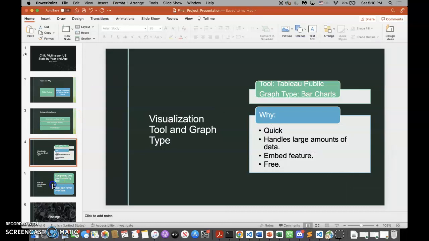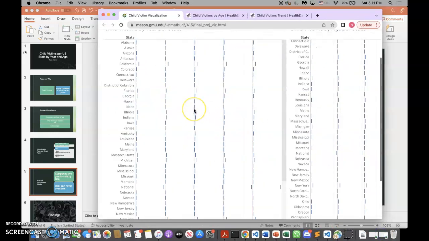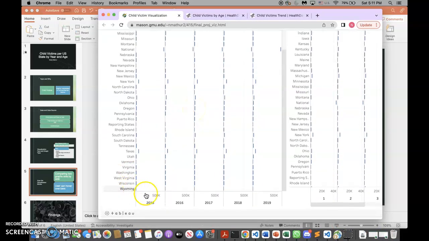And now going on, how does the visualization work? It works by comparing the two graphs side by side, using the Tableau dashboard feature. And the user can also hover over the bars and see the quantified number of each child victim amount. So if you take a look, I can showcase that right now.